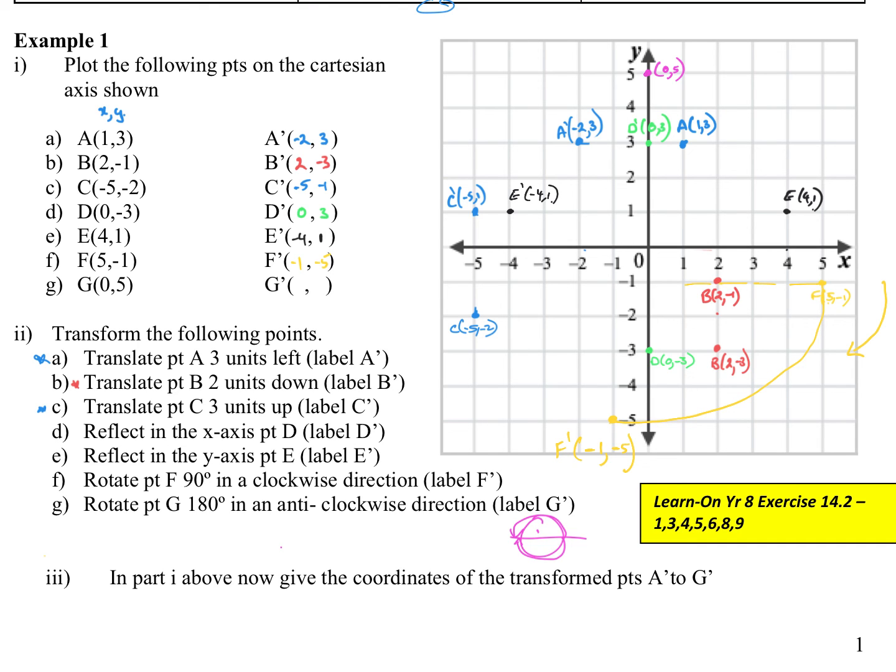So the point G, I didn't label it, is up here. And if I'm going to go 180 degrees, I want to rotate it all the way around to here, which in actual fact is there, isn't it? 5 units down. So what's that coordinate? That's 0 left or right, but 5 units down. And we're going to call that G dashed. So we say 0, -5. All right, and we did the coordinates there as we went along.